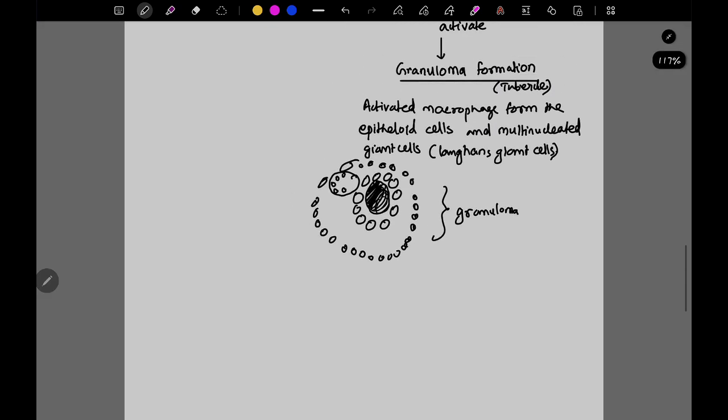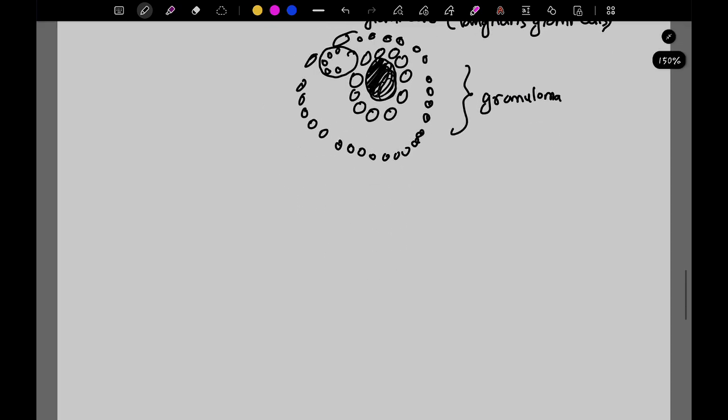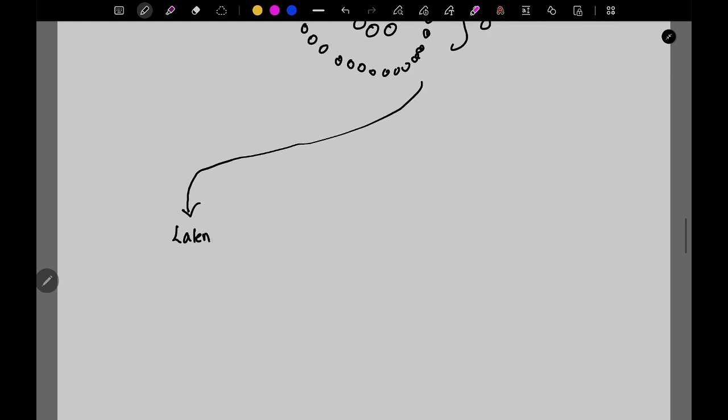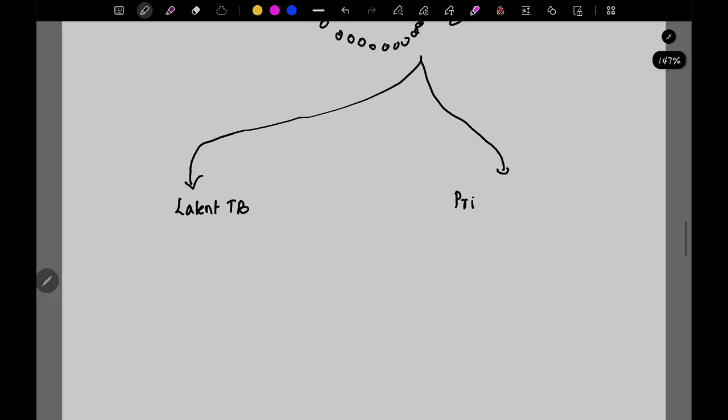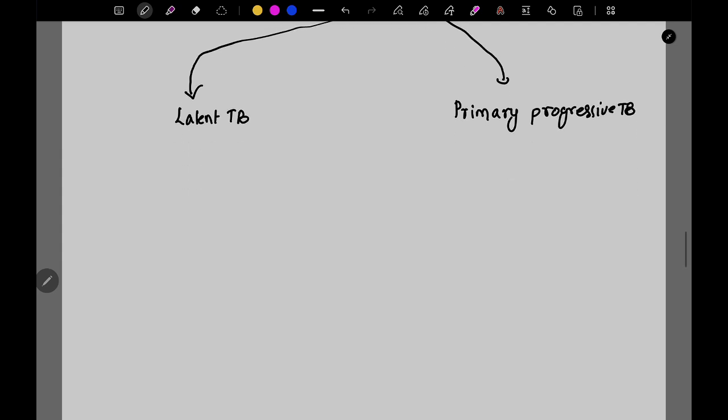After the granuloma formation, this TB can become latent tuberculosis or primary progressive tuberculosis. Latent TB happens in almost 90% of people, mostly immunocompetent people, and the primary progressive stage happens in 5 to 10% of people, usually children and immunocompromised people.